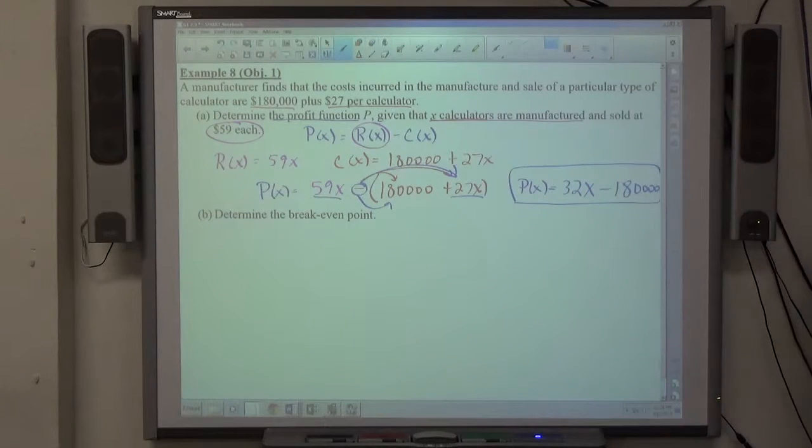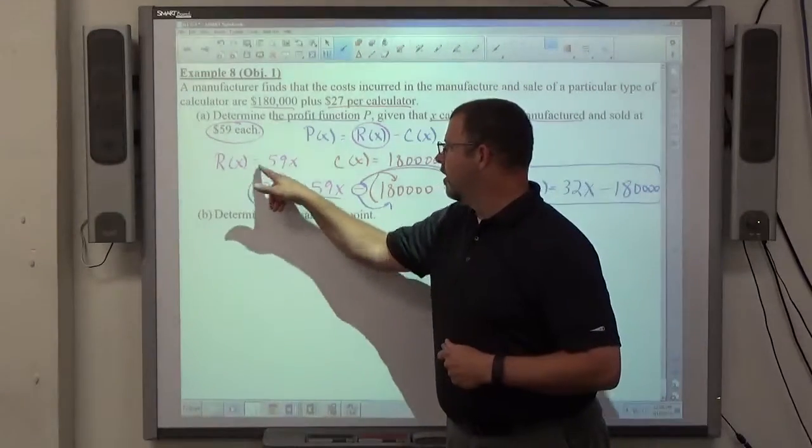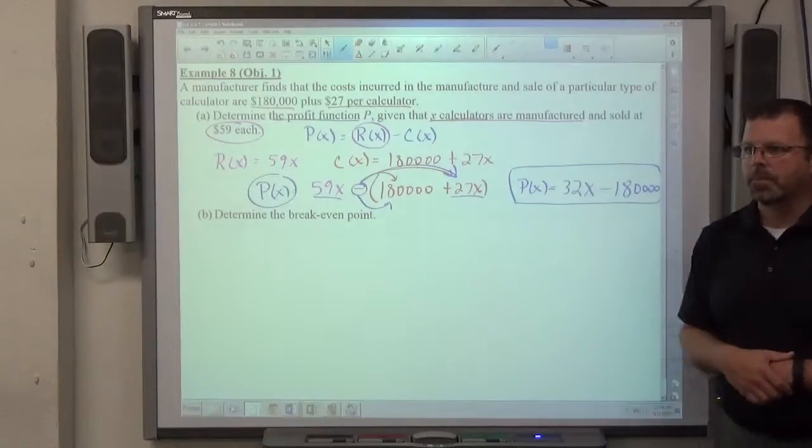All right. So you're going to be asked to do that in some problems. Some problems will give you a revenue function and cost function and ask you to find profit. Other times they'll make you create the revenue and the cost function. But anytime you're looking for profit, you're looking for those two things. Revenue minus cost gets you profit every time.